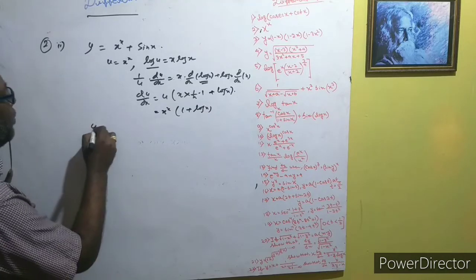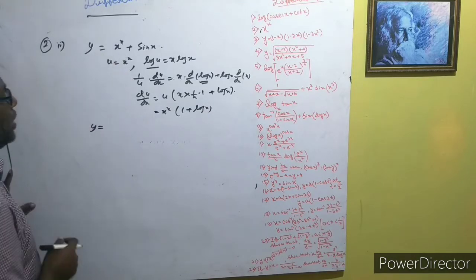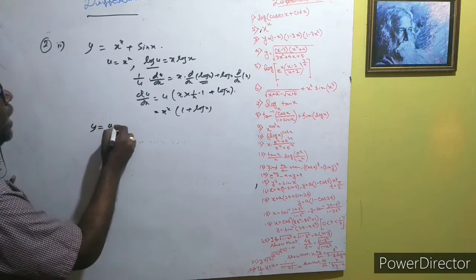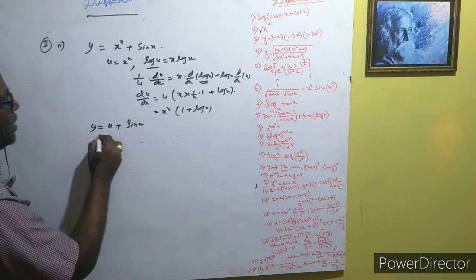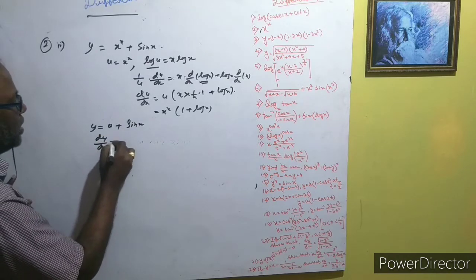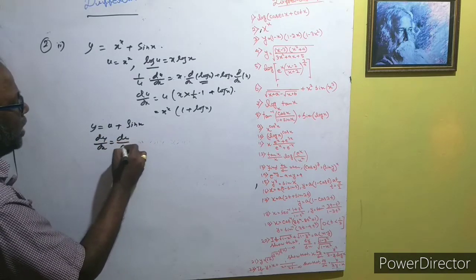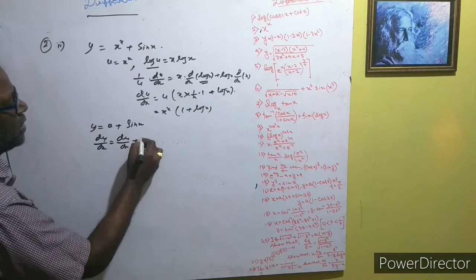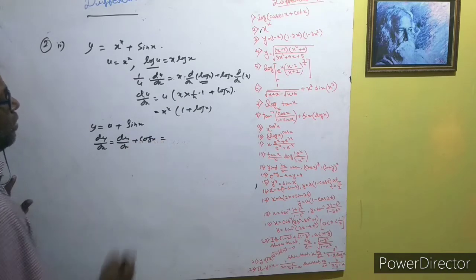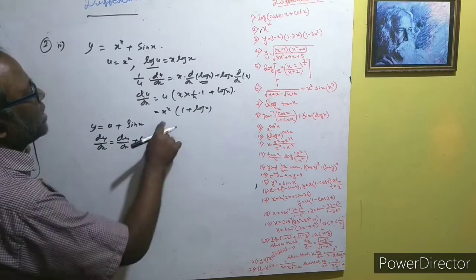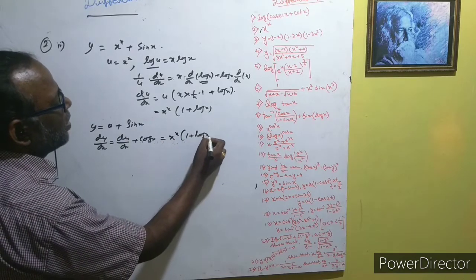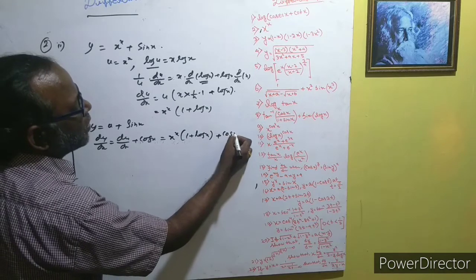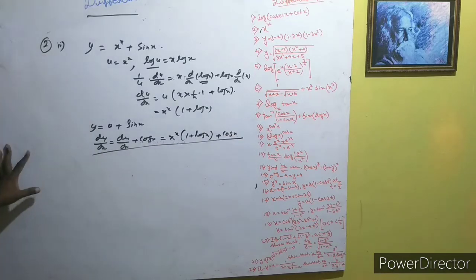Now here we have taken the function x to the power x as u, and then the addition is sin x. Differentiate both sides with respect to x: dy by dx is du by dx plus the derivative of sin x, which is cos x. And now du by dx is this, so x to the power x into 1 plus log x plus cos x. Okay, this is the answer.